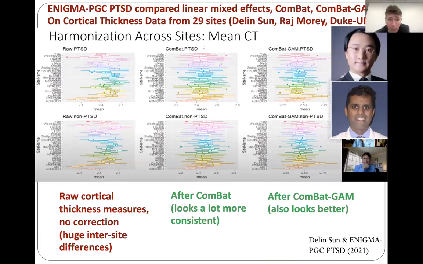Now, this is very popular. Just to look at how the measures look, this is a study by Dylan Sun and Raj Mori in the ENIGMA PTSD working group. They applied ComBat-GAM to thickness data from many, many sites. Over on the left, you'll see just how different sites are in their mean cortical thickness, even in controls. And after ComBat and ComBat-GAM, the measures from each site look a little bit more aligned.